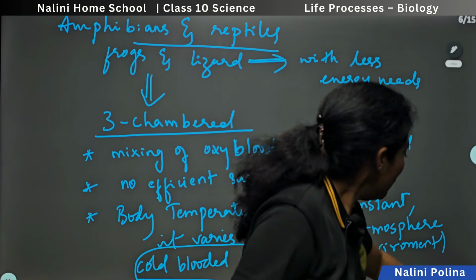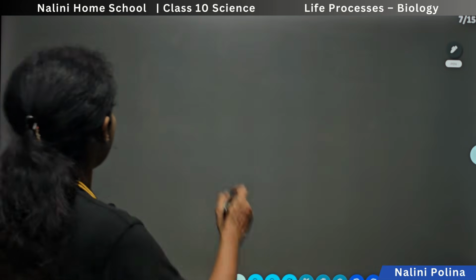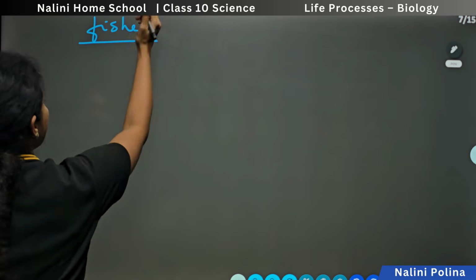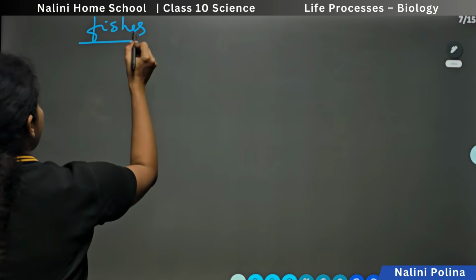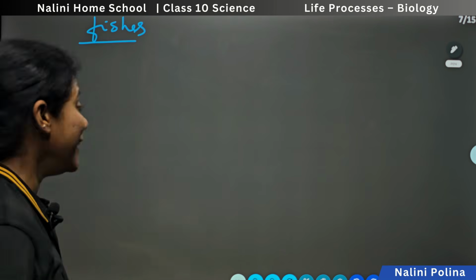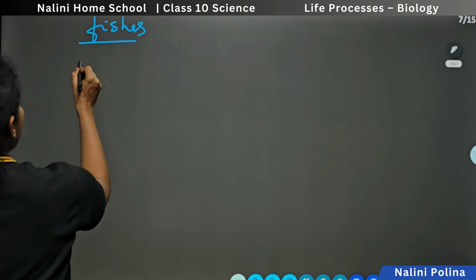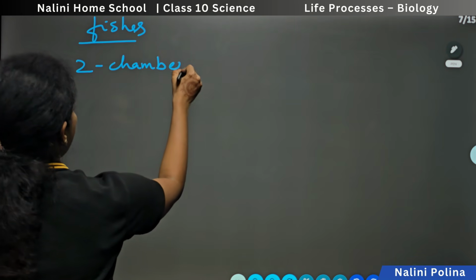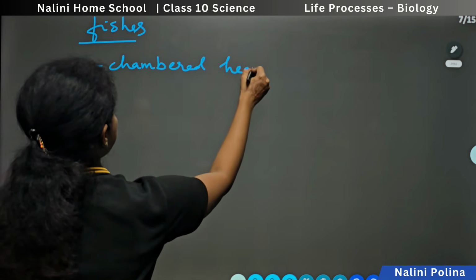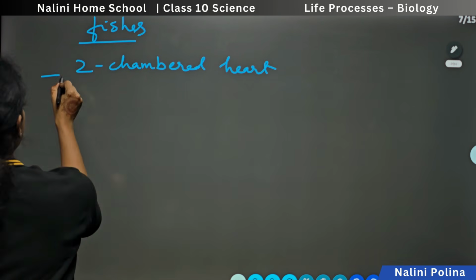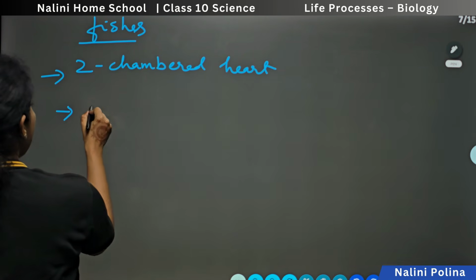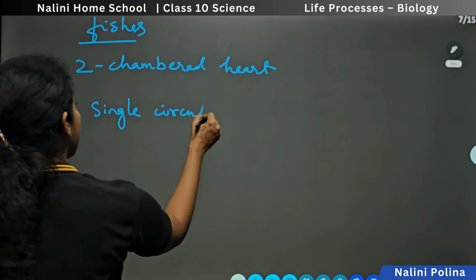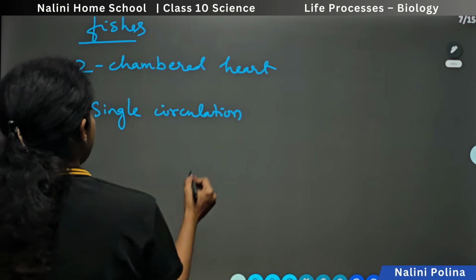Now let us also talk about the fishes. Fishes, which live in water, have got a 2-chambered heart. They just have 2 chambers. And the circulation that is observed in a 2-chambered heart is a single circulation. So you will observe a single circulation. So what do we mean by a single circulation?